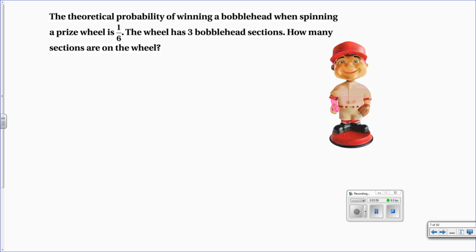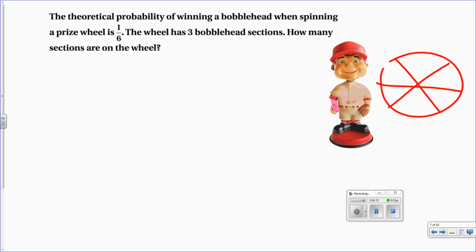Now we've got this bobblehead here. This is on your notes, just not the picture. The theoretical probability of winning a bobblehead when spinning a prize wheel is 1/6. So you don't know how many sections are on the prize wheel, but you know 1 out of every 6 has a bobblehead as a prize. Oh, sorry, it says the wheel has 3 bobblehead sections. 1, 2, 3, you'd say. So how many sections are on the wheel is the question we want to answer.